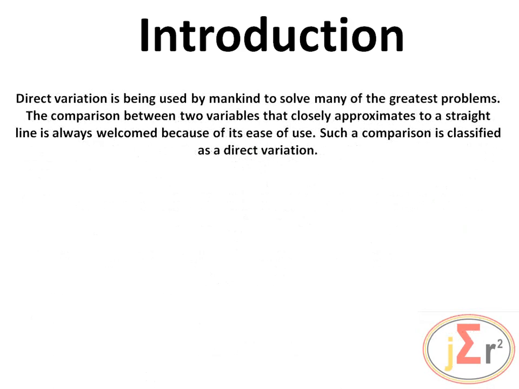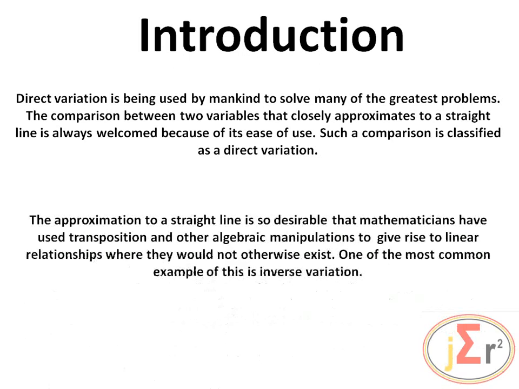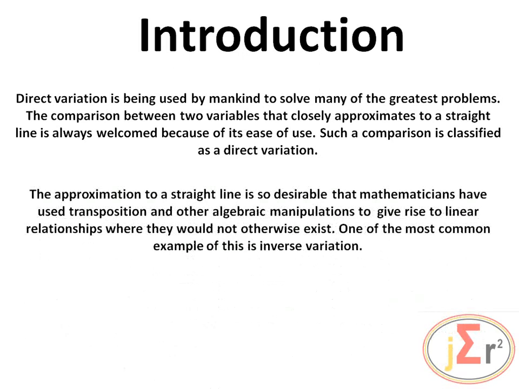Direct variation is being used by mankind to solve many of the greatest problems. The comparison between two variables that closely approximates to a straight line is always welcome because of its ease of use. Such a comparison is classified as direct variation. The approximation to a straight line is so desirable that mathematicians have used transposition and other algebraic manipulations to give rise to linear relationships where they would not otherwise exist. One of the most common examples of this is inverse variation.